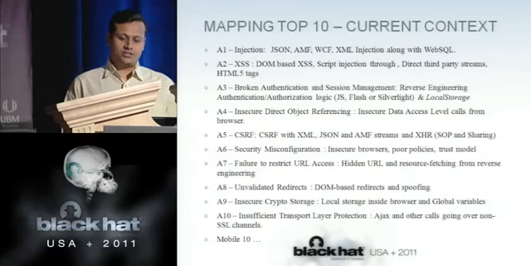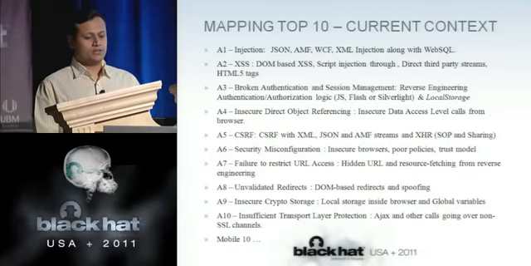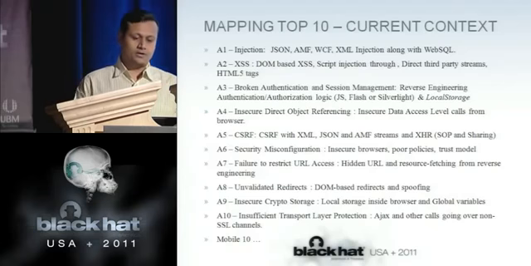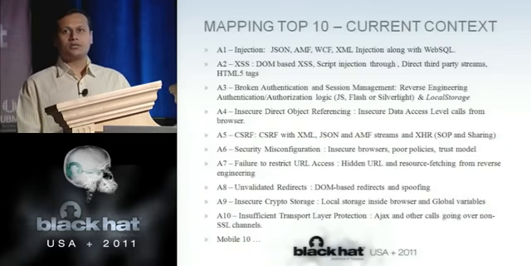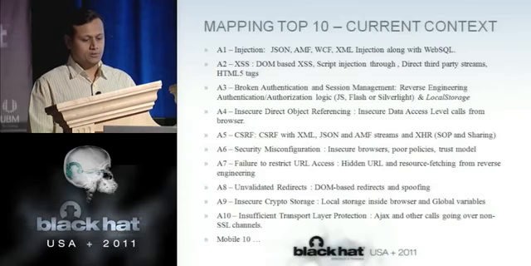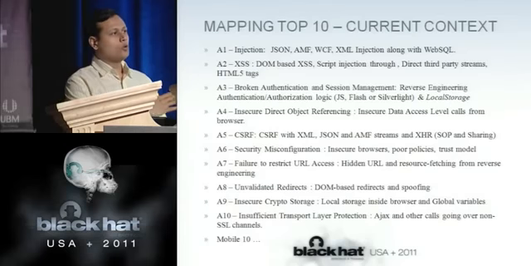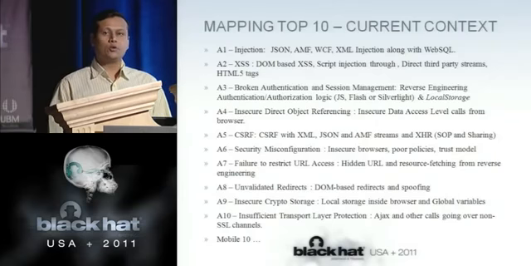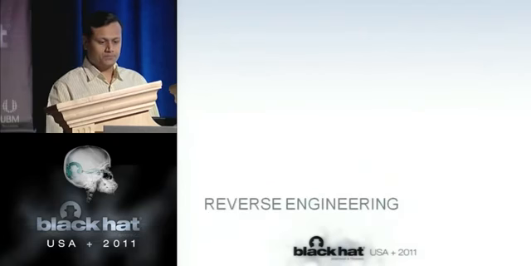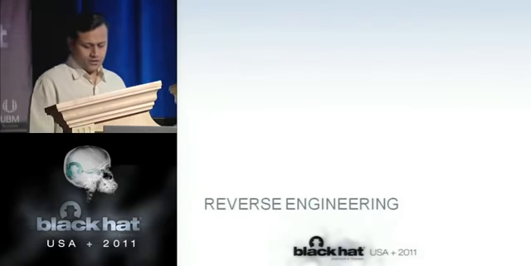CSRF with XML, JSON, AMF string, XHR; server security misconfiguration, trust model, as I discussed; hidden URL and so on. A8, where you have unvalidated redirects, where again you have a DOM-based redirect and spoofing is possible. So this is how it maps, and then you have a whole stack of Mobile Top 10, which again you can link to some of these browser components. Okay, so this is the basics.